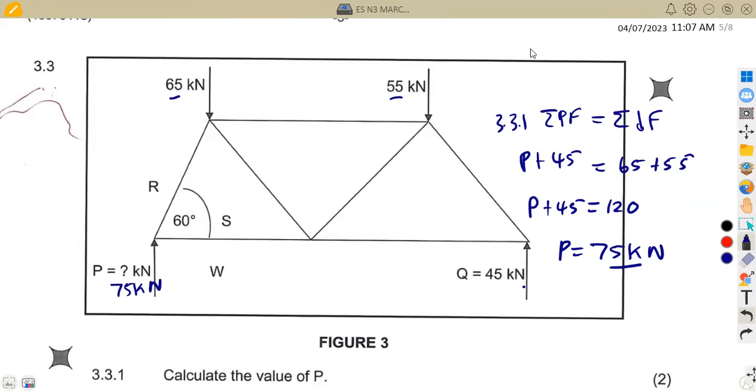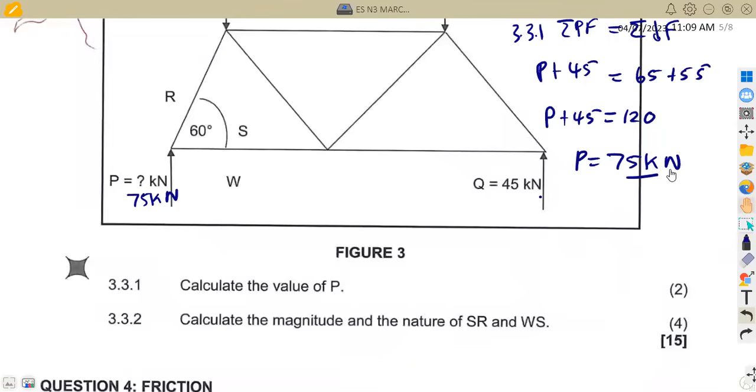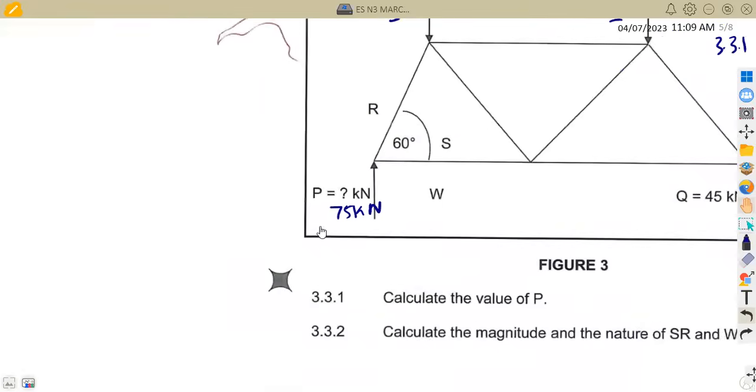All right, so let's check the other part of the question. 3.2.2. Calculate the magnitude and the nature of RS and WS. Okay, so we have got RS here and this WS in this case. If you are to consider the 60 degrees that we are given here on point P, that is where we are going to focus on. All right, so we need SR and WS.